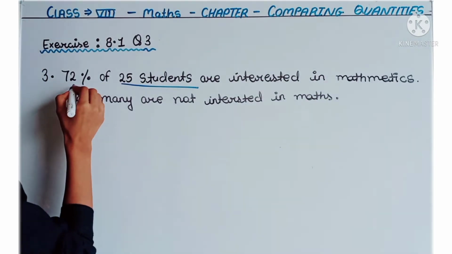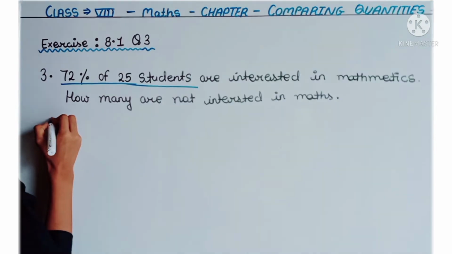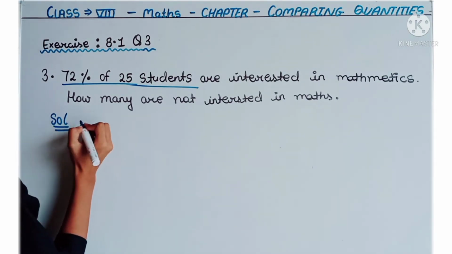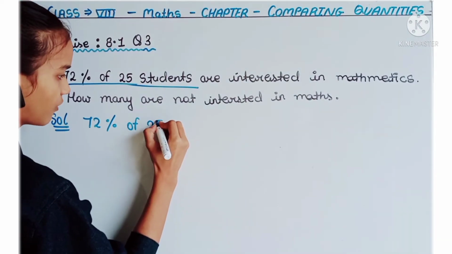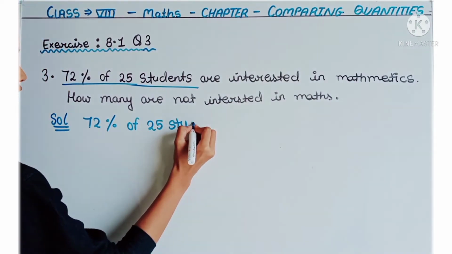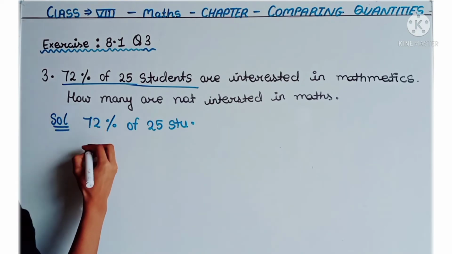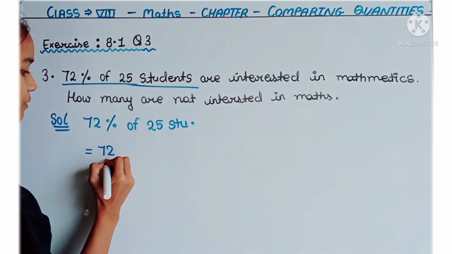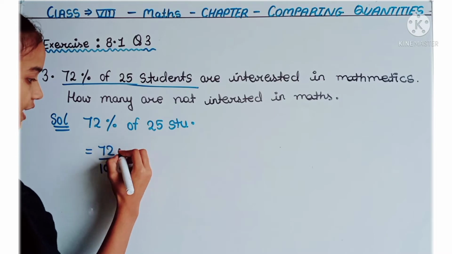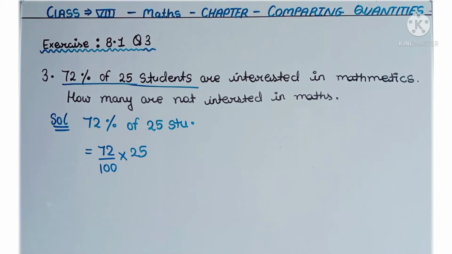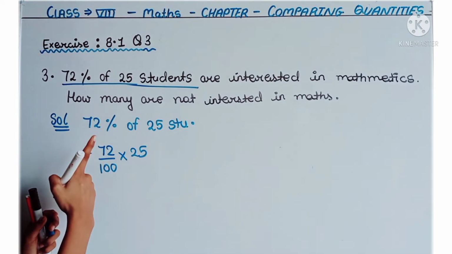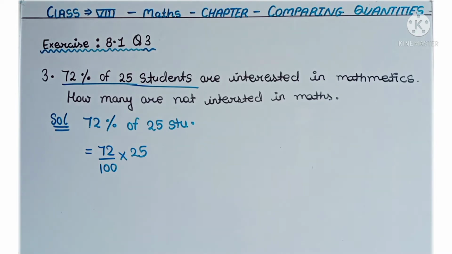So as you can see here, the question is given: 72% of 25 students. Of means multiplication, we will solve it. How? 72% means 72 upon 100 into 25. Got the question? So now what we have to do, we will solve it. 72 upon 100 into 25 we have been given.